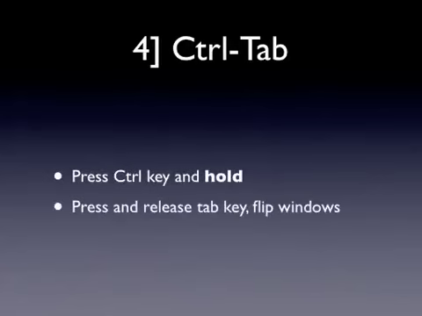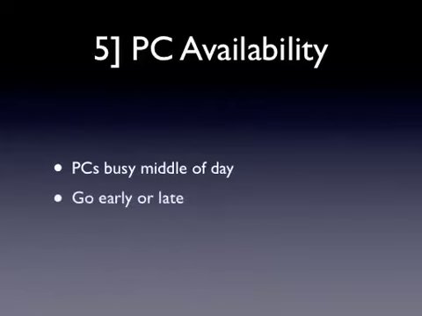Fourth tip, Control Tab. On a Windows machine, holding Control down and then pressing and releasing the Tab key flips you from window to window. So the idea is you're looking at the instructions in a browser and you're going to flip to whatever program we're asking you to manipulate by using Control and Tab, and that'll save you loads of clicking. PC availability. PCs on campus get very busy in the middle of the day, so we advise you to go early or late.